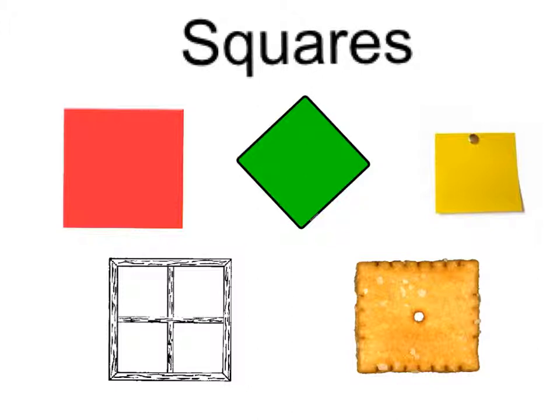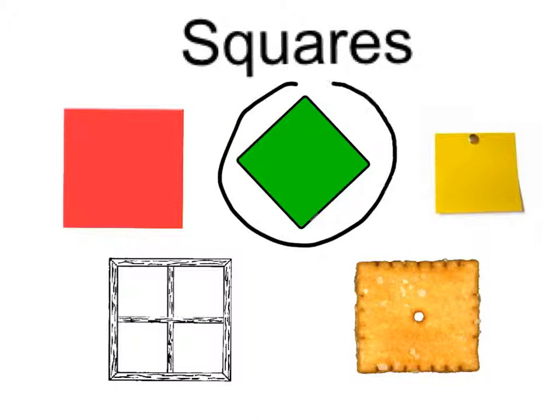These are all squares. They might look different, but they all meet the definition of a square. They all have the 4 sides, the 4 corners, and all of their sides are equal lengths. Even though this one right here is turned on its side and it may look a little different, it's still a square because it has the same 4 sides that are the same length. They're equal, and it meets at the 4 points.